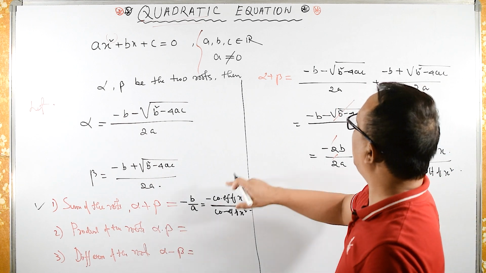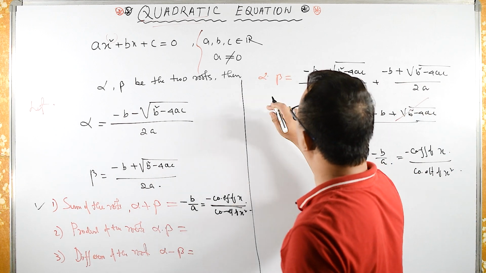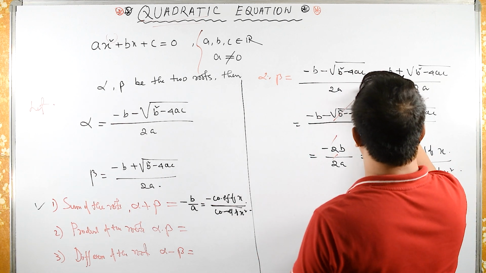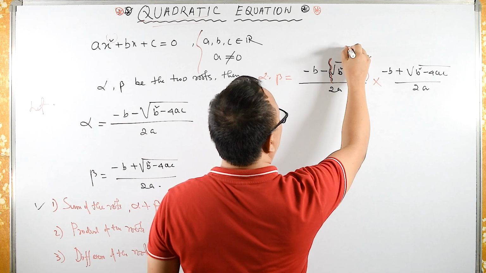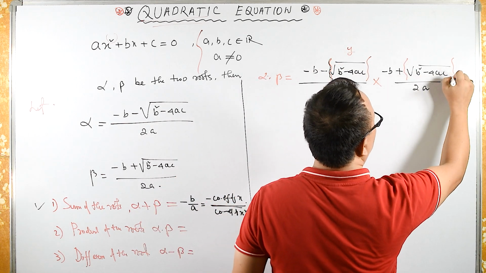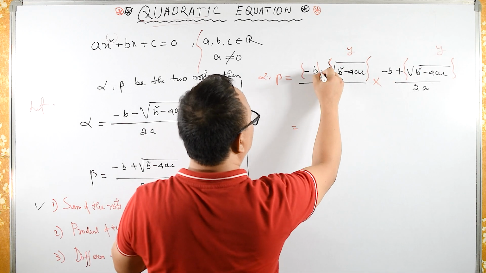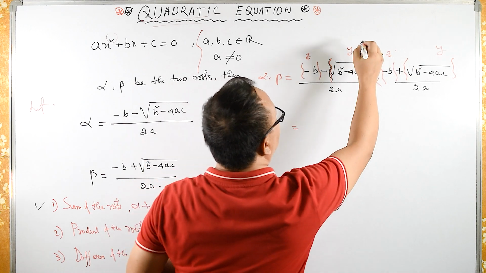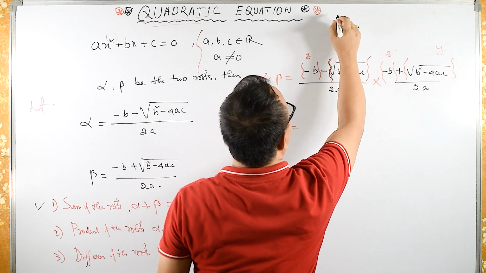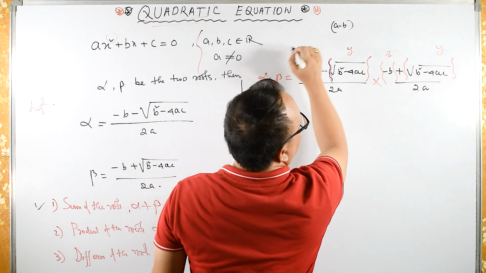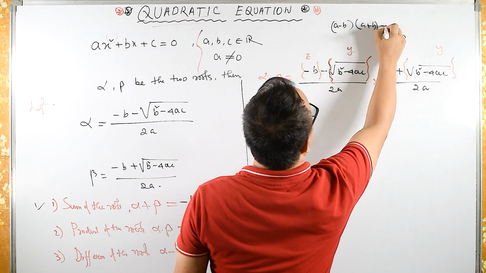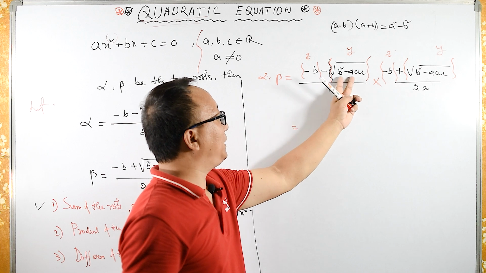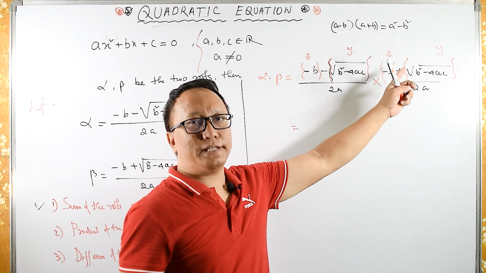What is the product of the roots? Now let's multiply this alpha into beta over here. Consider this is y, and this is y, and this is z, and we consider this is z. So remember, we have a minus b into a plus b, which is the same as a² minus b². So something like this: a minus b means z minus y, as well as z plus y.